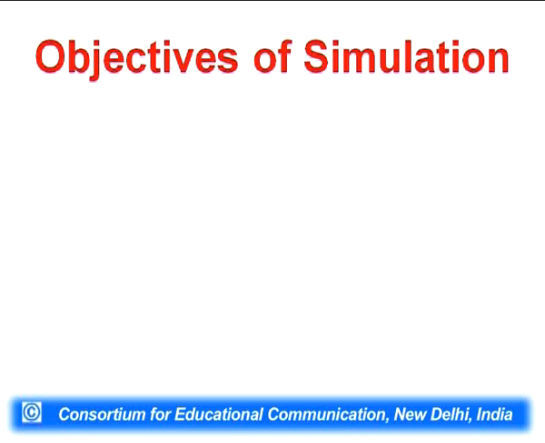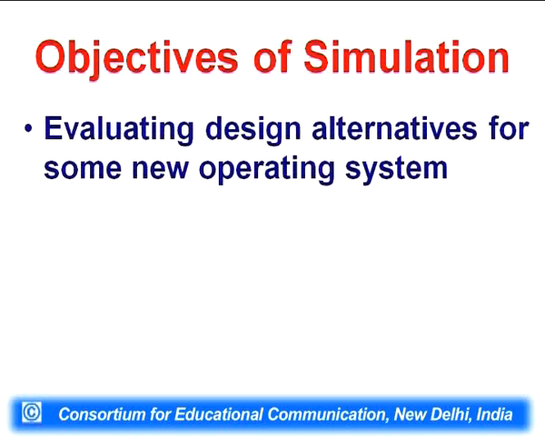Then objectives of simulation. What are the objectives? Evaluating design alternatives for some new operating system. We have an existing operating system. We want to make a change in that operating system. We have to evaluate all those possible alternatives. Those cannot be tried on the real system, so we will have a simulated model of that real system and apply all those modifications we want to see.